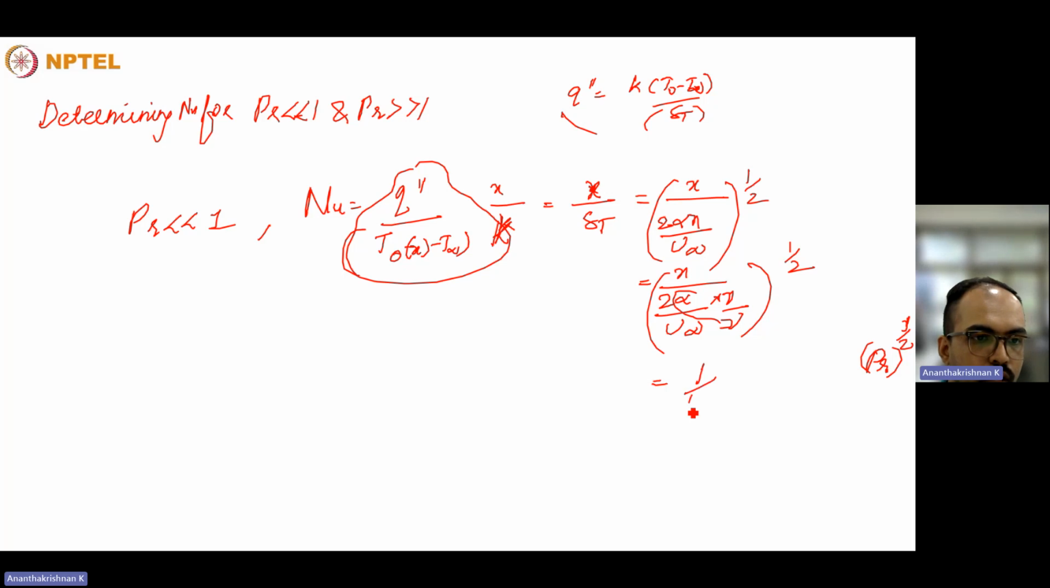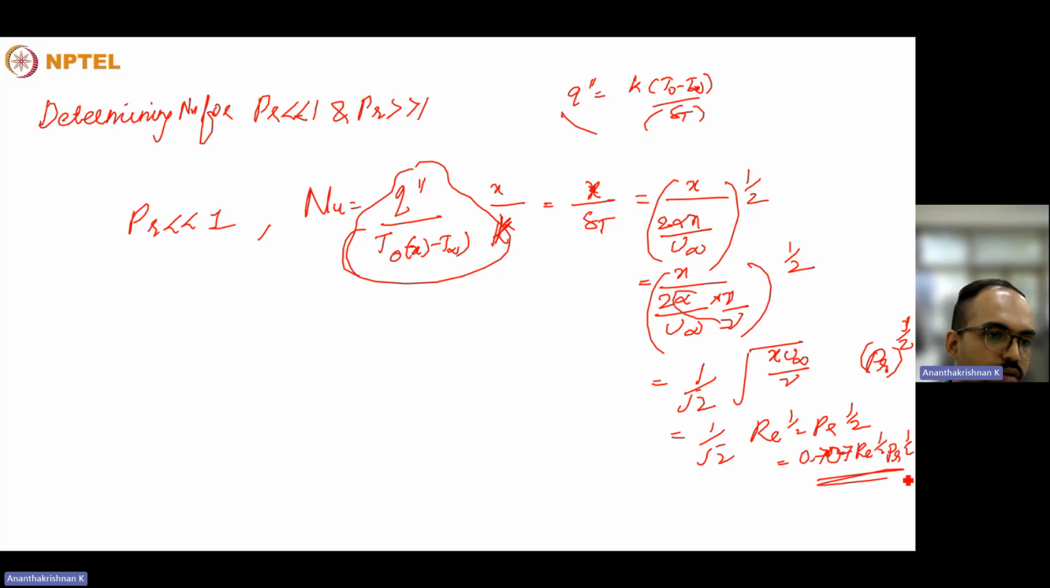So it will be 1 by root 2 into root of x u infinity divided by nu. That is basically the Reynolds number term. So 1 by root 2 into Reynolds number raised to 1 by 2 into Prandtl number raised to 1 by 2, equal to 0.707 Reynolds number raised to 1 by 2, Prandtl number raised to 1 by 2. That will be the value of Nusselt number for Prandtl number very much less than 1.